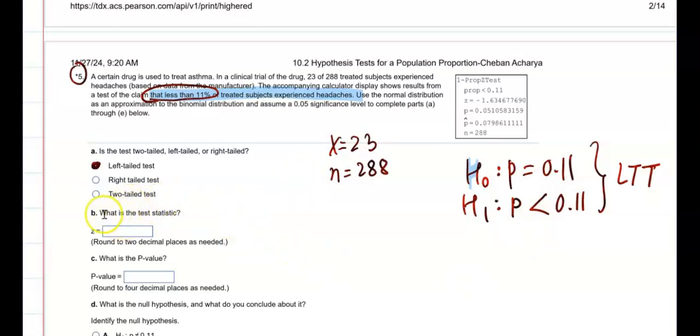So what's the test statistic? You can see it from the window display here. The test statistic equals negative 1.63, rounded to 2 decimal places. You don't have to use a calculator. You can see it directly from the window. What's the p-value? This is the p-value, 0.0511, because you use 4 decimal places. Okay, that's the p-value.